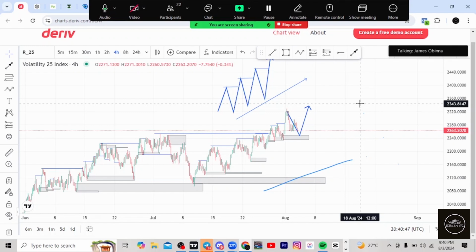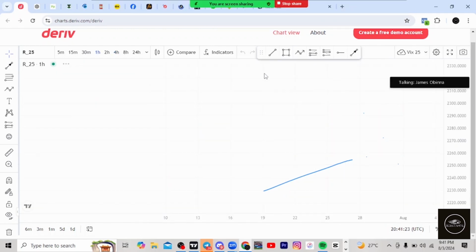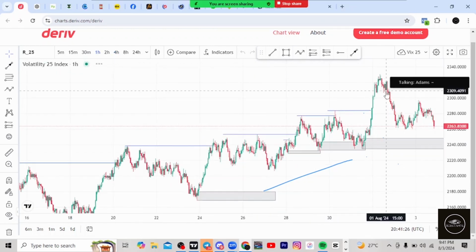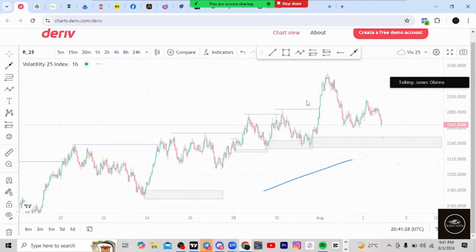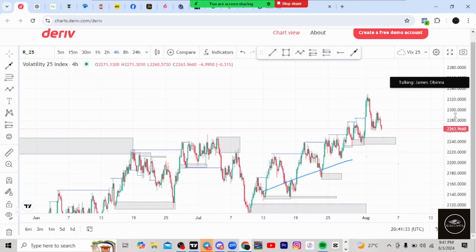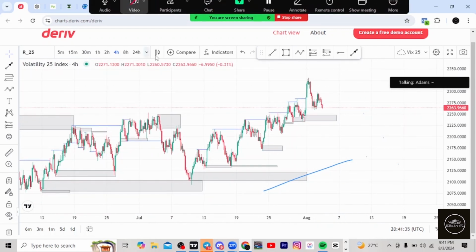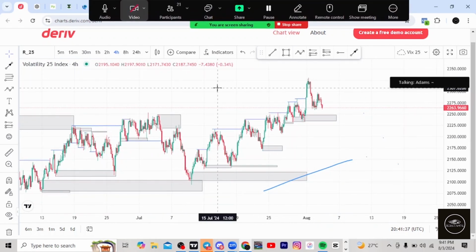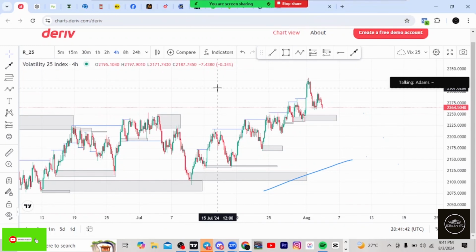So any other question? The question is on that volatility, the previous chart. Is it the Volatility 25 index? Yes. The demand zone you identified is an area that we want to buy from. Is there any form of confirmation that will be done there, or is it an outright buy position that we have there?